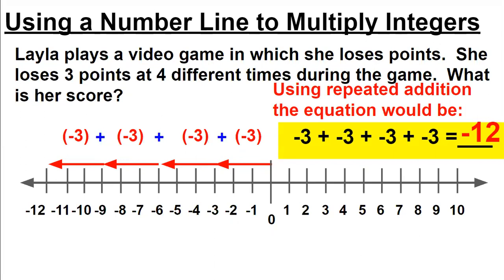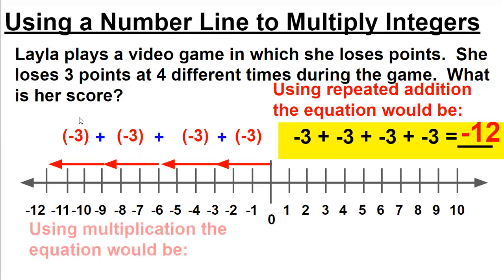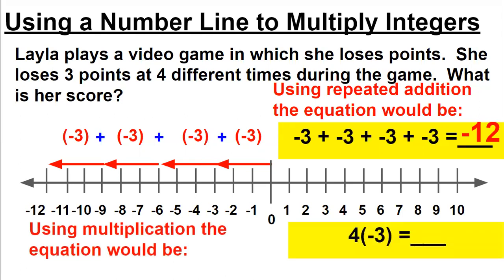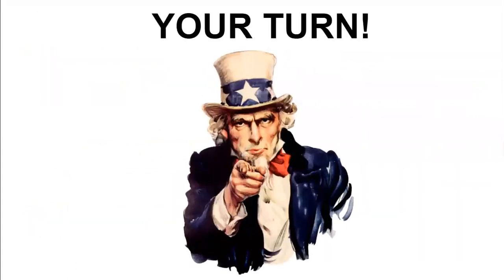How can you rewrite this equation using multiplication? What do you think? Okay, 4 times negative 3, because you have negative 3 4 different times, and you'll get the same answer, negative 12. See that? Okay, wanted you to see how this works. Okay, you get to give this a try for a moment. I'll see you back in a second.